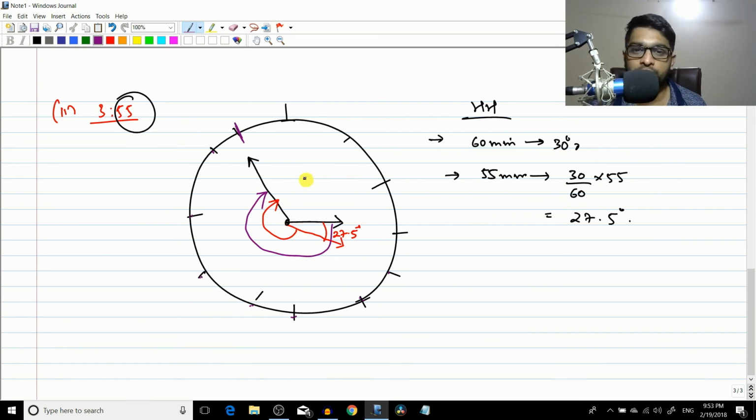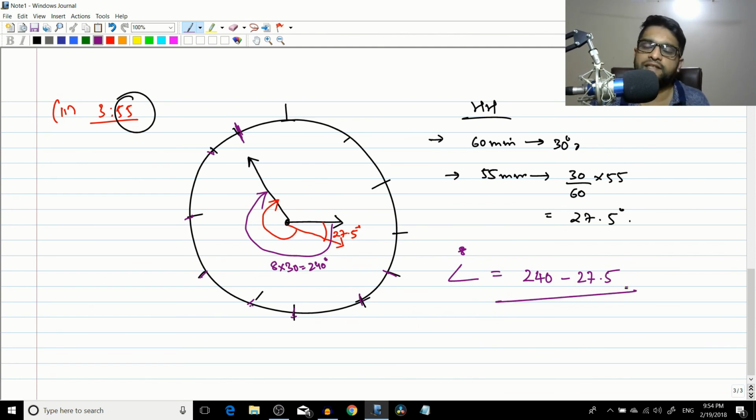So how can you find the total angle here now? Let's see how many segments there are. 1, 2, 3, 4, 5, 6, 7 and 8 segments. And 8 segments means each segment has 30 degrees, right? So the total angle here will be 8 into 30, which is equal to 240 degrees. So the angle that you require will be equal to 240 minus 27.5. You can find how much this angle is. So this is the way to find the angle between the hour hand and minute hand.